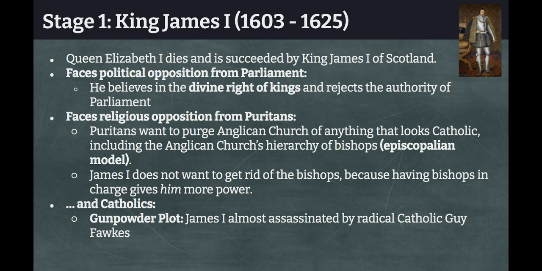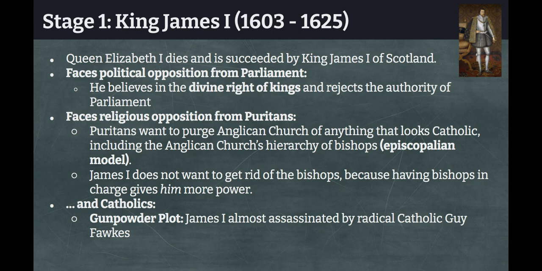So what they really don't like, again, is that whole Episcopalian model. So King James really likes this model because he knows that if there's this hierarchy of bishops who is loyal to him, that gives him a lot of power, and we know that he likes power. And meanwhile, on the other hand, the Puritans are like, no, that just looks too much like the Catholic Church. This makes us nervous. We do not like this.